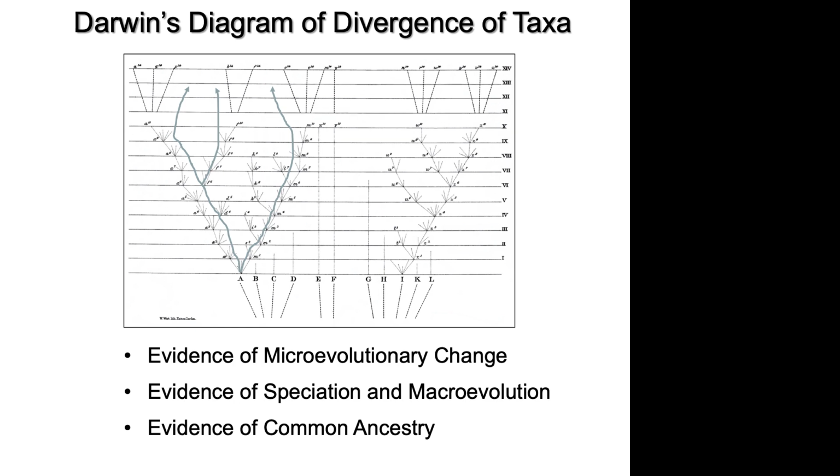So from Darwin's diagram of divergence, we can infer a few things. One, that there should be evidence of microevolutionary change, and we have demonstrated that over and over. And then evidence of speciation and macroevolution, that can be clearly demonstrated. And then evidence of common ancestry, and that can be demonstrated. And I'll show you a few pieces of evidence for each one of those.